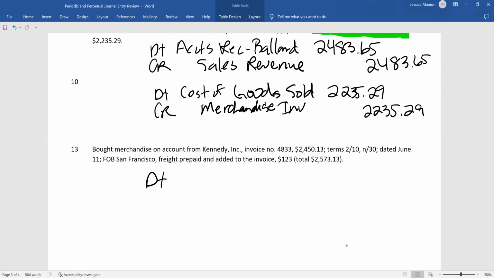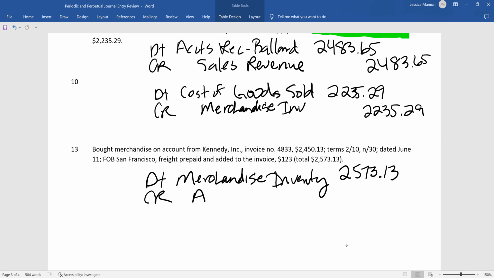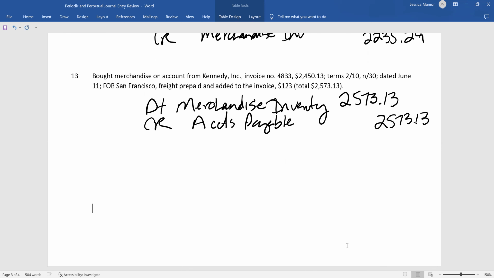So we're going to debit merchandise inventory 2573.13, credit accounts payable for this Kennedy. Now we owe them $2,573.13. Okay, and real quick while we're on this one, just like I did on the previous problem, I want to show you, let's assume that we pay this within the discount period, right?